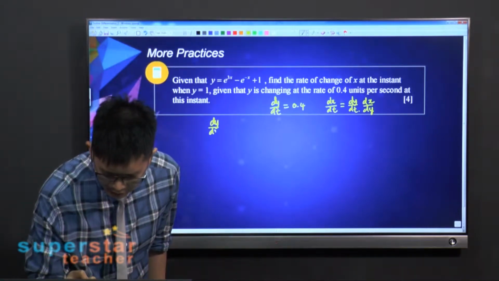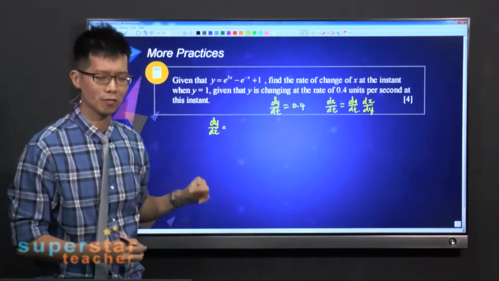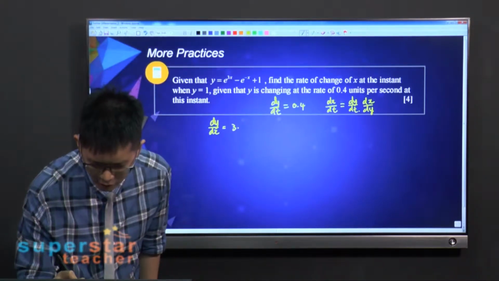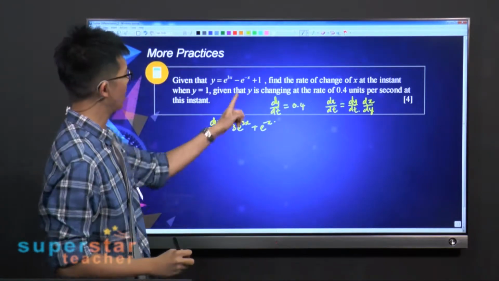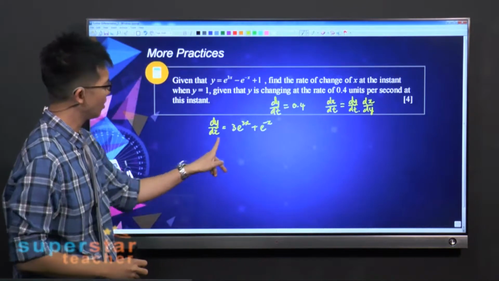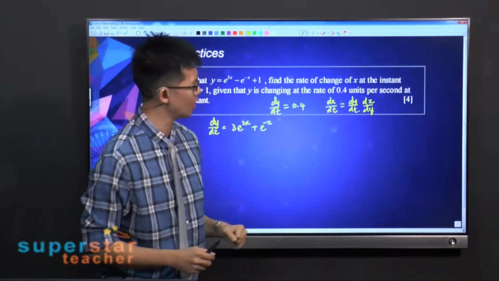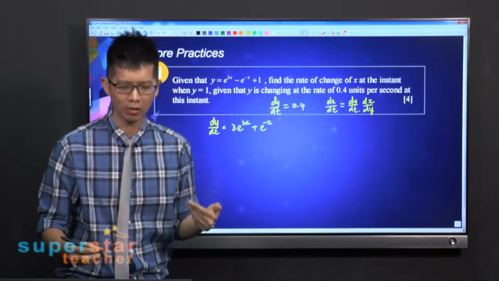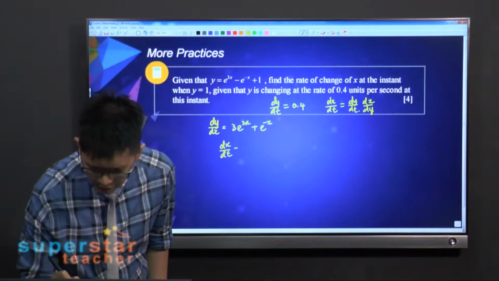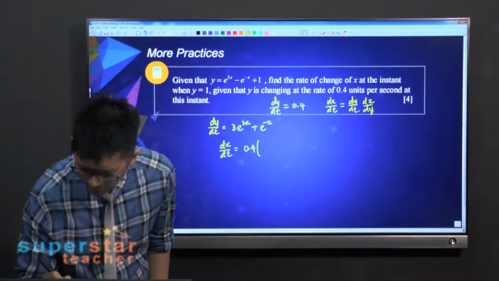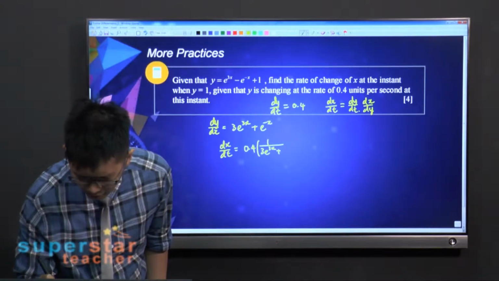dy/dx first. My assumption is we can do this very fast and very effectively. So we're going to get 3e^(3x) plus e^(-x). The 1 gives you 0. So there you go, this is my dy/dx. And if I flip this over, I'm going to get dx/dy. So I can write down the equation that my dx/dt is actually 0.4 multiplied by 1 over 3e^(3x) plus e^(-x).